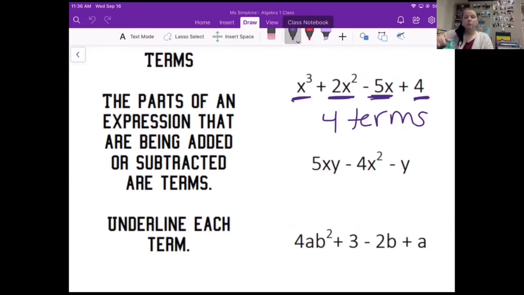It could. Yes, good question. Can a variable be counted as a term? It could. Just like the 4 was just a number by itself, it was still a term. Both of them. So you're doing 5xy minus 4x squared minus y, and then the one at the bottom.